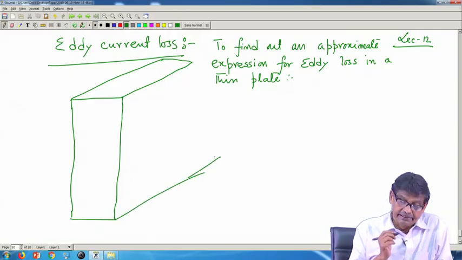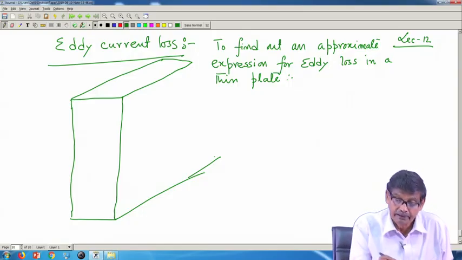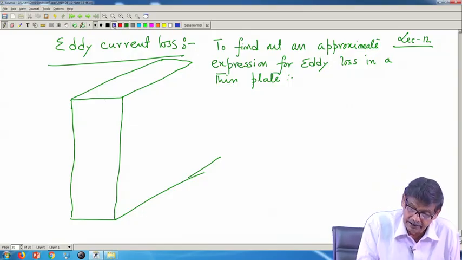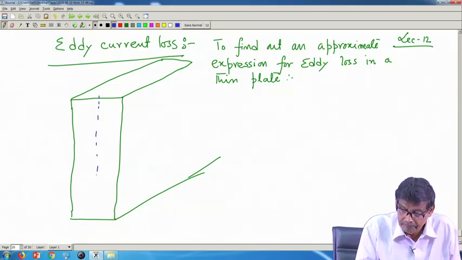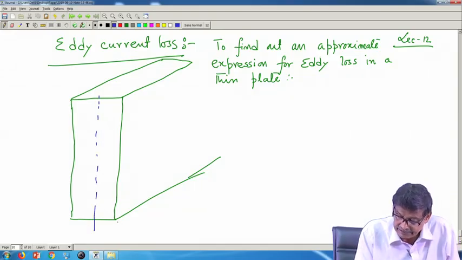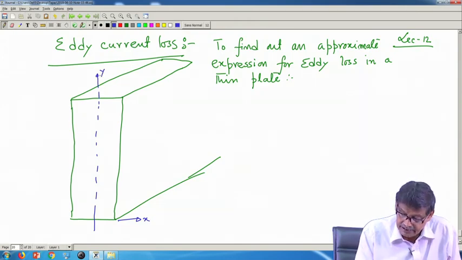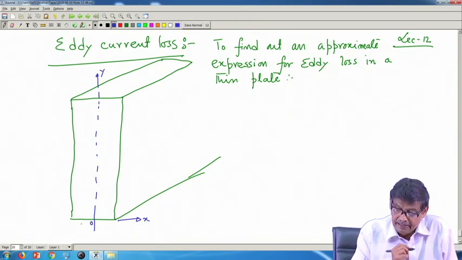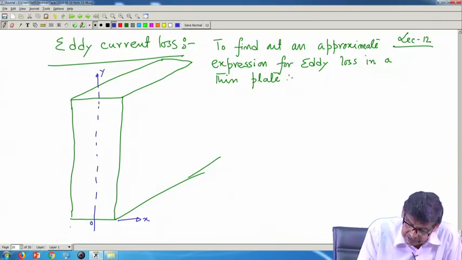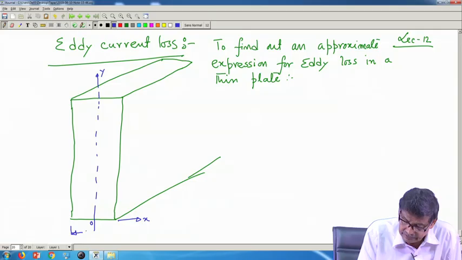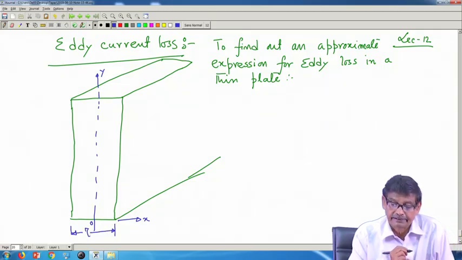Acha. In this thin plate, what we will be doing? We will make x and y axis. I will assign this to be my x axis, and this is my y axis, and this is my origin. And suppose the thickness of the plate is tau.